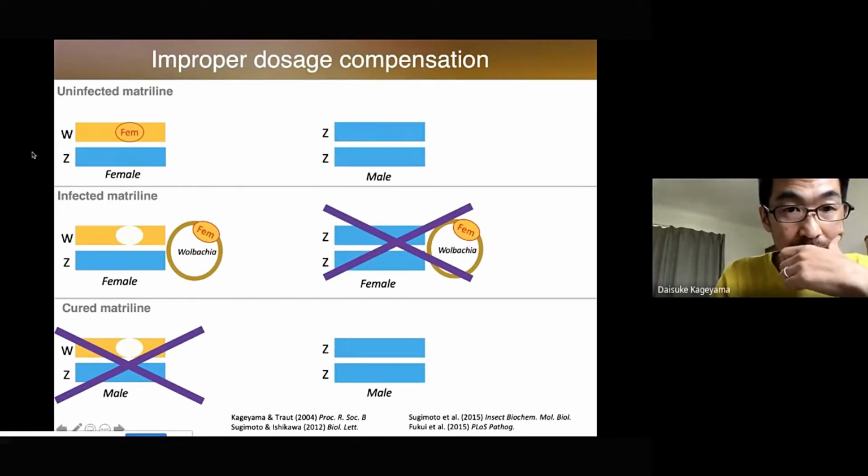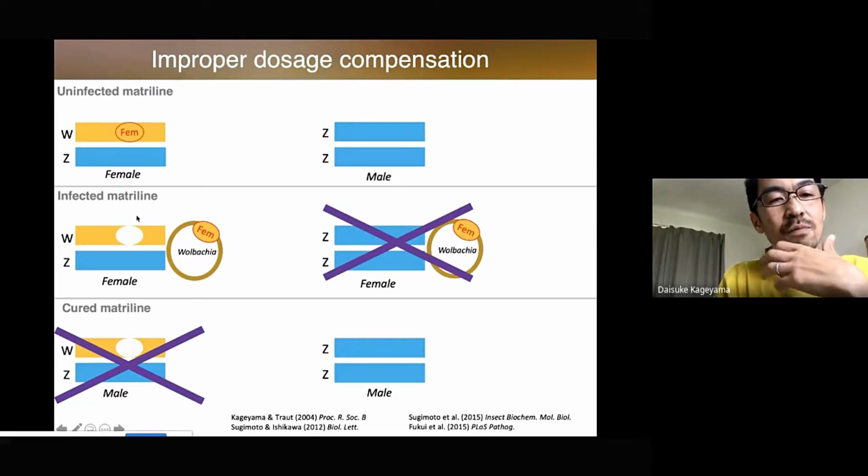So it's quite complicated, but we can say now that the W has a female determining function in normal individuals. But Wolbachia has the ability to determine its host as female. At the same time, the W chromosome in the infected line did not have female determining function anymore, and Wolbachia is compensating for it.